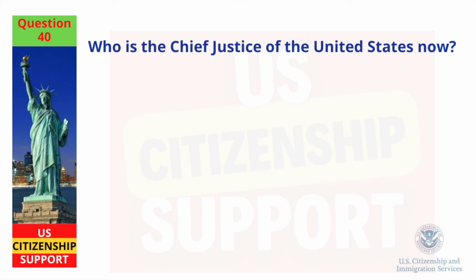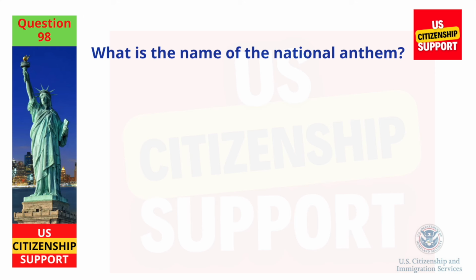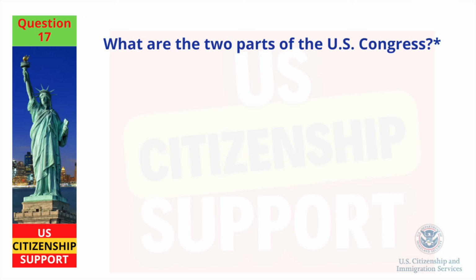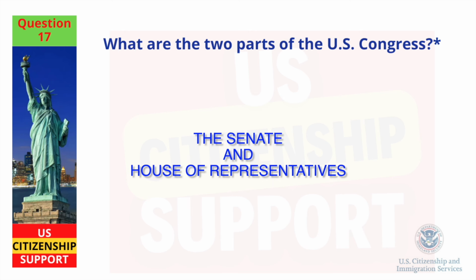Who is the Chief Justice of the United States now? John Roberts. What is the name of the national anthem? The Star-Spangled Banner. What are the two parts of the U.S. Congress? The Senate and House of Representatives.